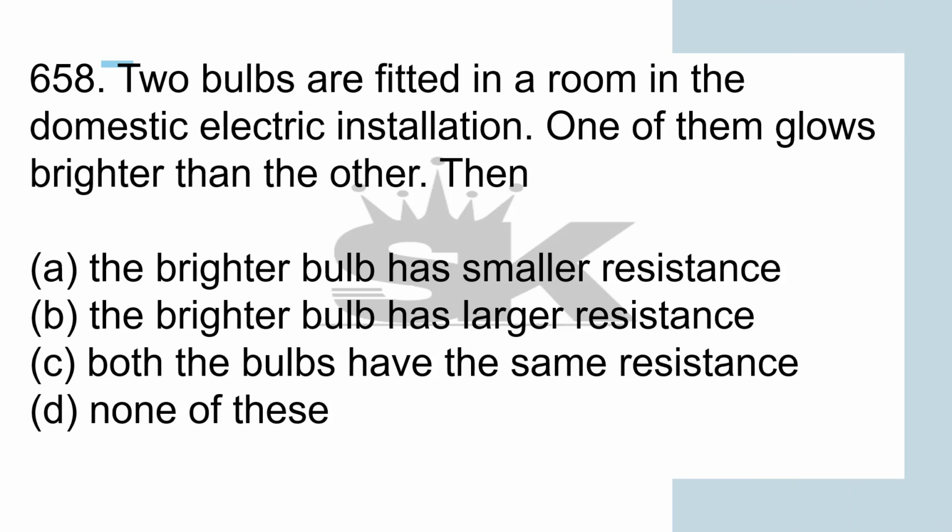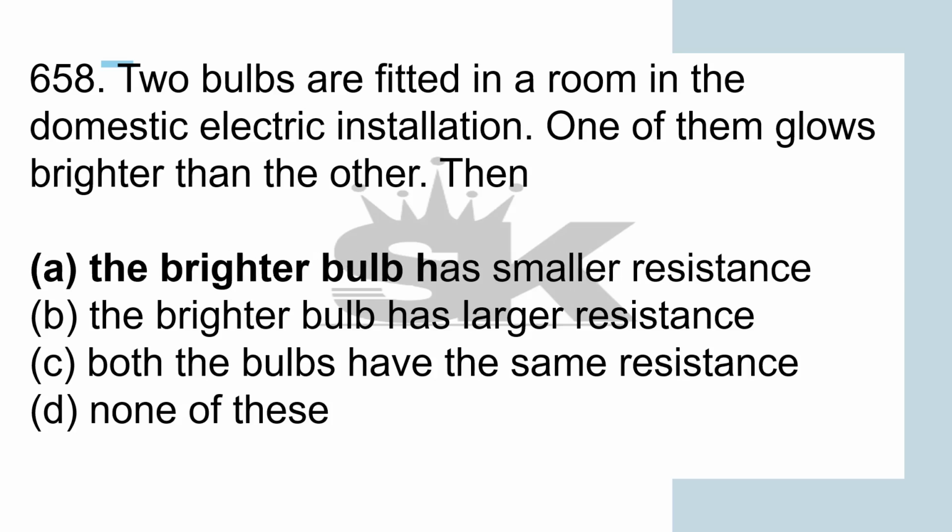Two bulbs are fitted in a room in the domestic electric installation. One of them glows brighter than the other. Then what is the reason? The brighter bulb has smaller resistance. It's option A.